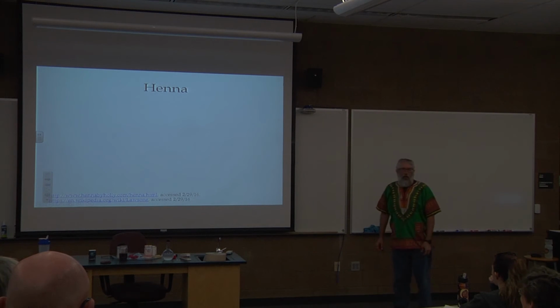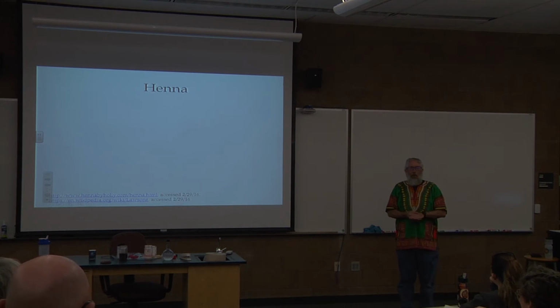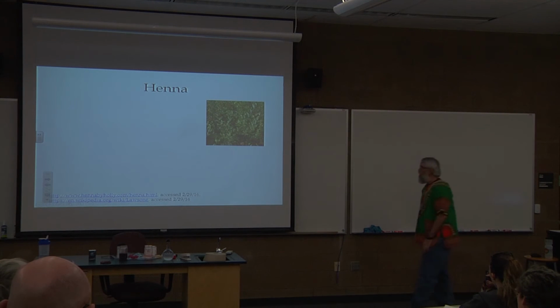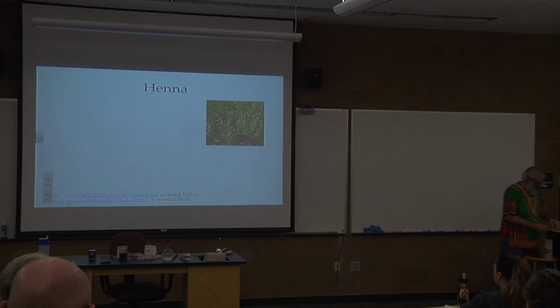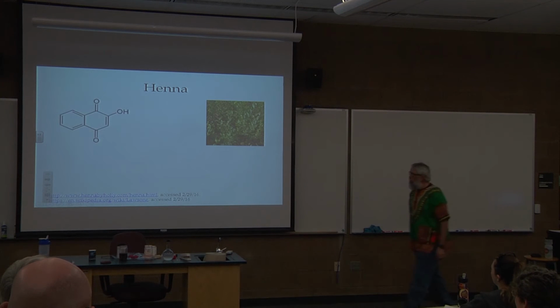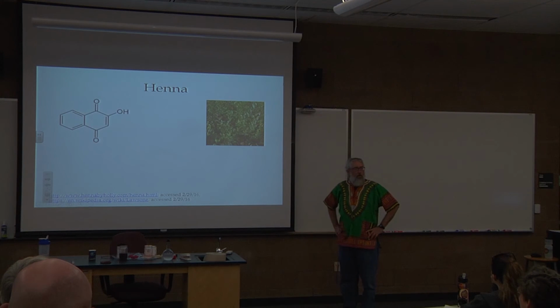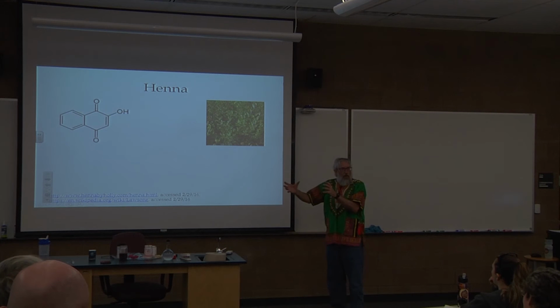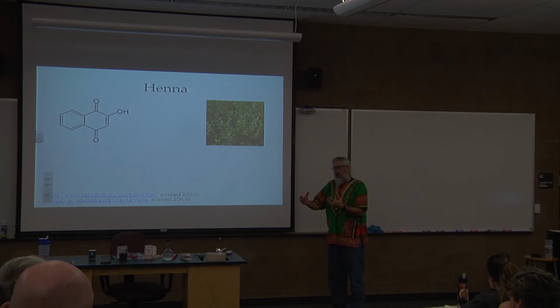Henna, what do you guys know about henna? What do we use it for? Or what do we dye? Skin, right? So for tattoos. So this is the henna plant, Lawsonia inermis. And this is the structure of the compound that comes from it. Very simple compound. It's called lawsone, 2-hydroxynaphthoquinone. But as you look at it, it does have the conjugation that is required for absorbing light in the visible region.